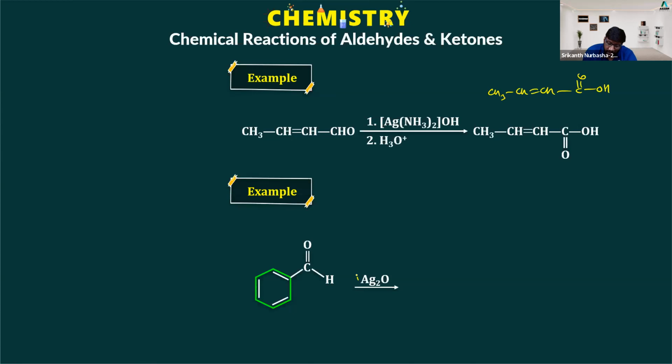CHO, Ag2O, and then H plus, H3O plus. You will get the respective COOH formed. Benzoic acid will be obtained from the respective benzaldehyde. Benzaldehyde upon treatment with a milder oxidizing agent like Tollens reagent gives benzoic acid, and you have to do the acidic hydrolysis. Right?